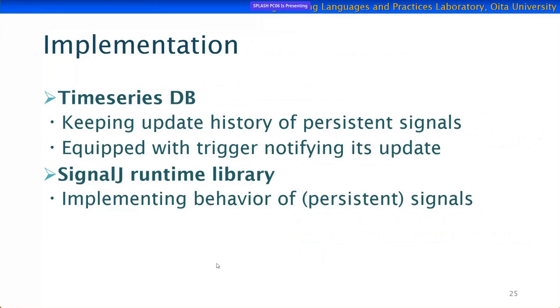I briefly explain how this proposal is implemented. Our implementation consists of a time-series database and the SignalJ runtime library. A time-series database is used to keep update history of persistent signals, and it is equipped with triggers that notify their updates. The SignalJ runtime library implements the behavior of signals, including persistent ones.